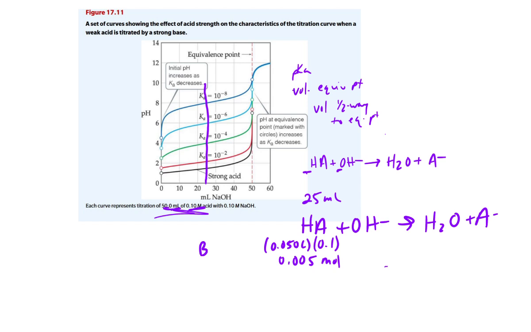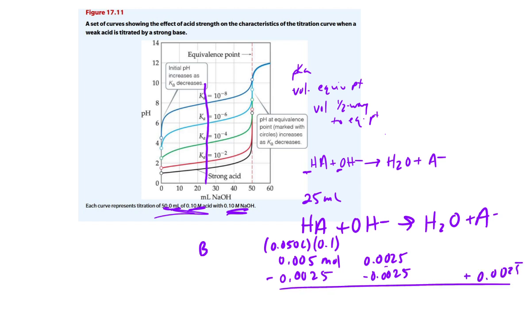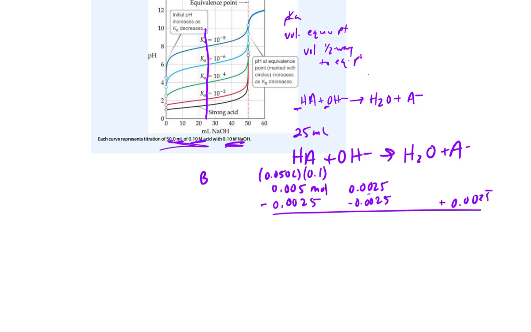Okay. If we add 25 milliliters of 0.1 molar sodium hydroxide, we effectively add 0.0025 moles, right? If we subtract that from the reactant side and add that to the product side, we'll get the same number of moles of HA as we have of A minus in solution. Everyone okay with that?